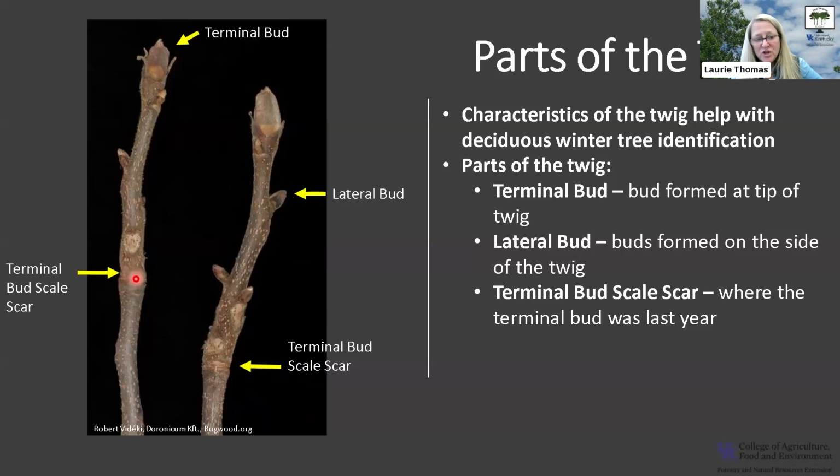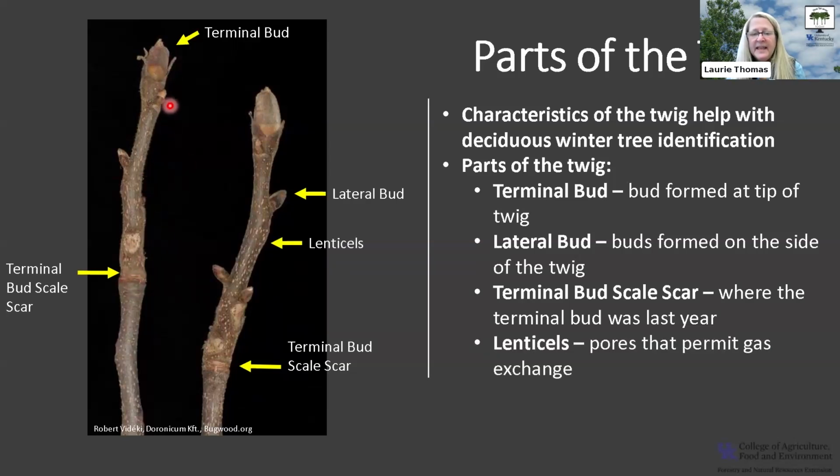So last year's growth was this much on that twig. This is where that terminal bud was last winter, and this is how much it has grown after this growing season. And then lastly, a good description for certain species are the lenticels, which are like these little light dots that we see all along the twig here. Those are simply pores that permit gas exchange in that twig.